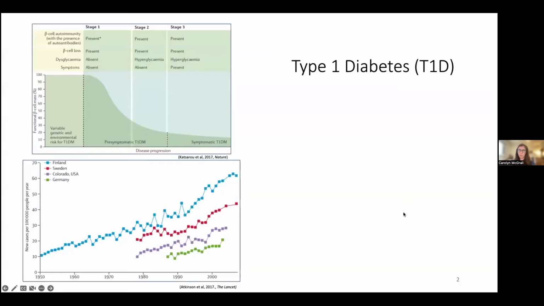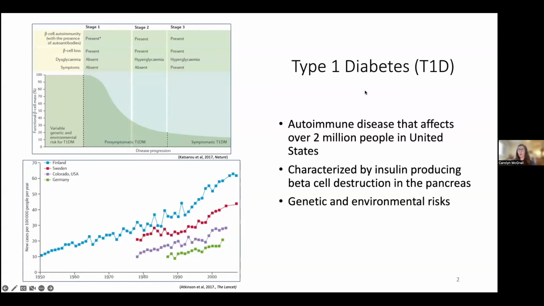As a quick intro about type 1 diabetes, it is an autoimmune disease that affects over 2 million people in the United States, and its incidence has been increasing in recent decades globally. It's also characterized by insulin-producing beta cell destruction in the pancreas, where some potentially environmental exposure or trigger can induce this reaction, and it eventually becomes symptomatic T1D after about 90% of beta cells have been targeted and destroyed.